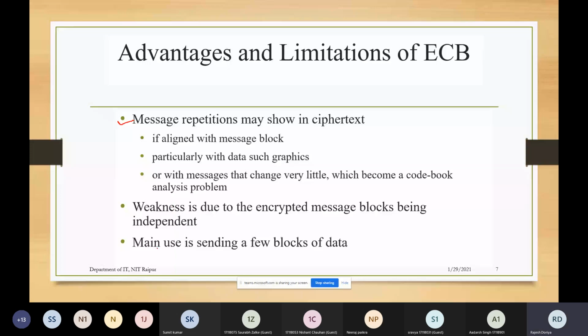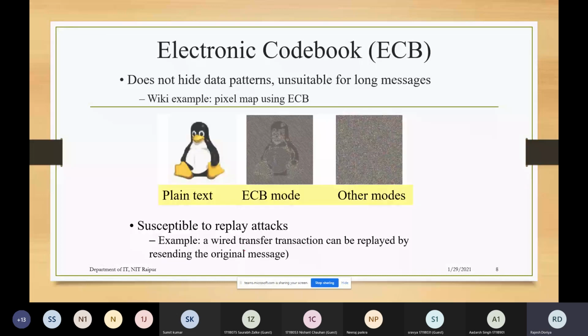So the main use of this operation is to send a few blocks of data. If the same data is going to be encrypted, then it is going to produce the same results. An example is image encryption. If it is getting the same pixel values, then it is going to produce specific pixel values in the ciphertext, and it will leave a trail for the adversary. So this is the thing about your electronic codebook mode.